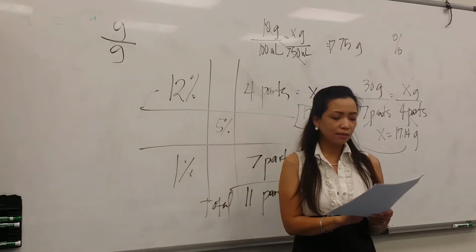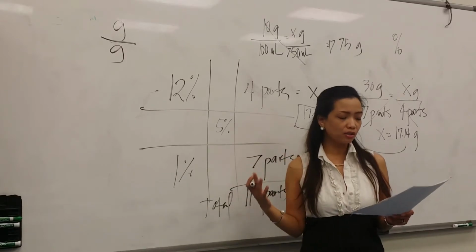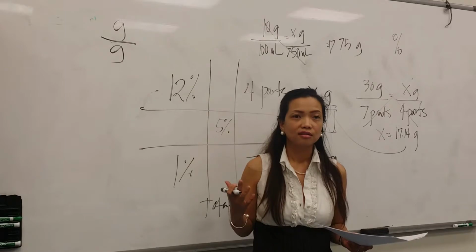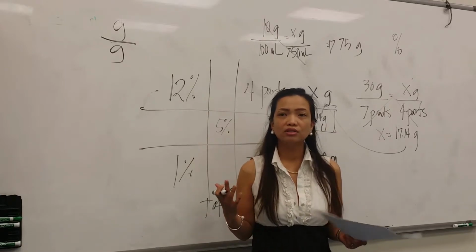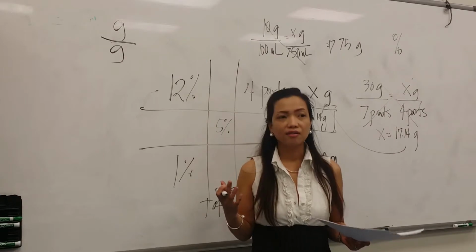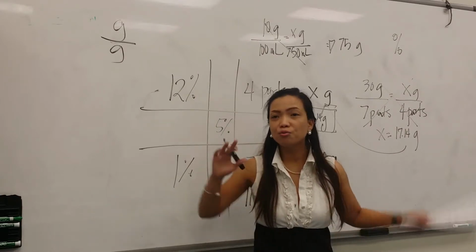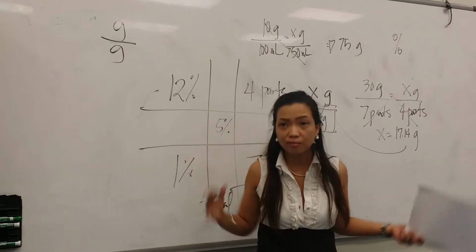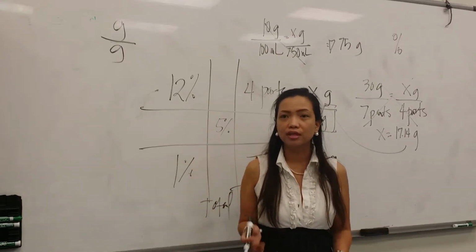So 75 grams is the answer, but what if the question was how many milligrams of dextrose is needed? What's the answer? It would be 75,000 milligrams. Is that clear? No matter what you do, as long as it can be converted to another unit of measure, you should be able to do it. Okay?